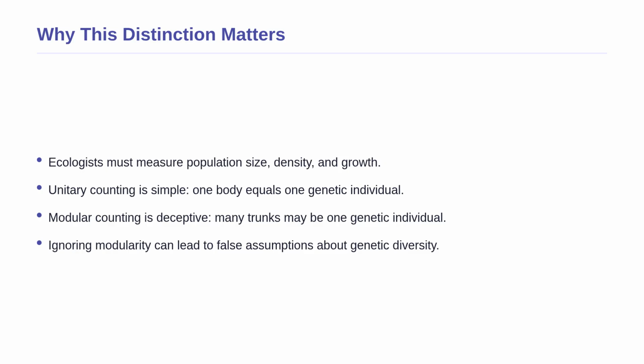But for modular organisms, like a field of aspen trees, a forest of thousands of tree trunks might actually be just one single genetic individual connected underground. If we do not account for this modular growth, we might falsely conclude that a population has high genetic diversity, when in reality, it is highly vulnerable to a single disease.